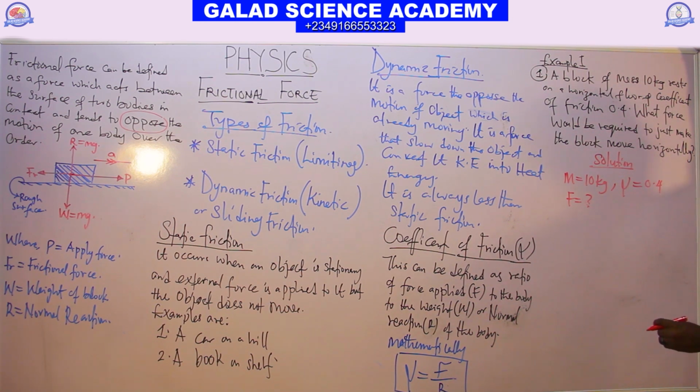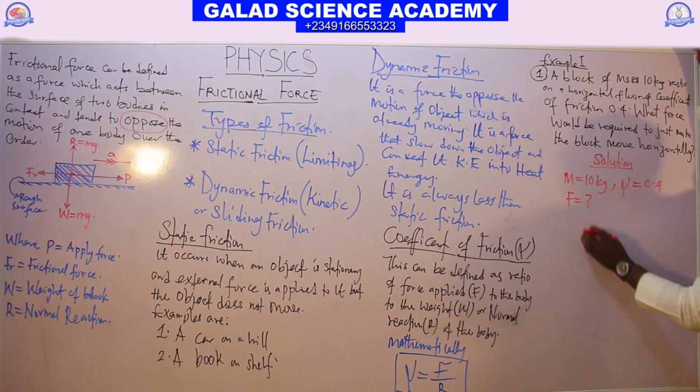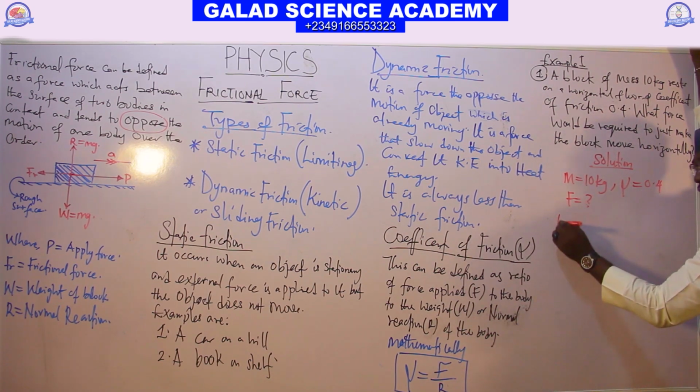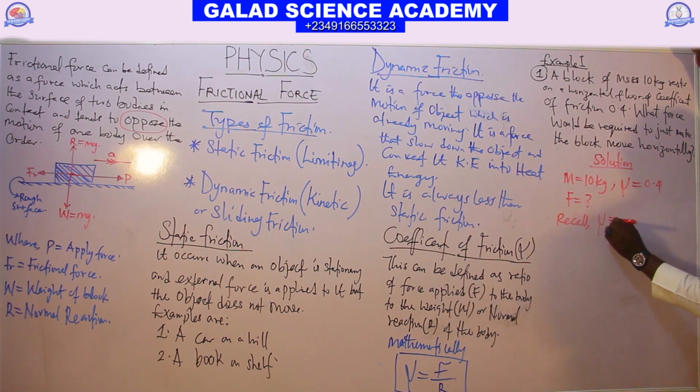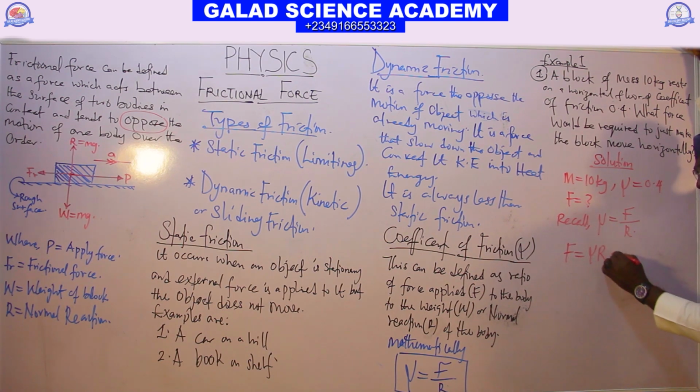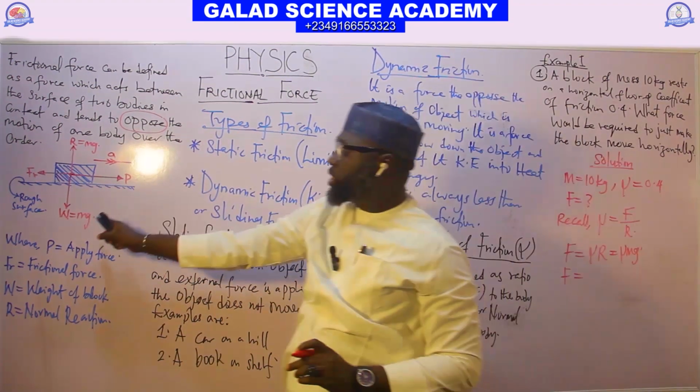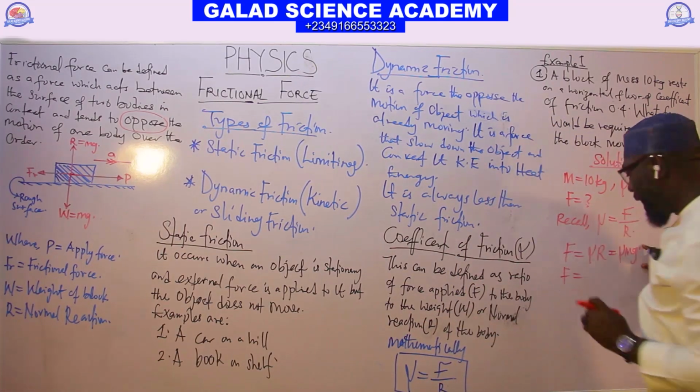We know the relationship between the force applied to make the body move. Recall that the coefficient of friction is the ratio of applied force over normal reaction, which is the weight of the block. From this expression, F equals mu R. The applied force is the product of the coefficient of friction and the normal reaction. This is written as mu mg, since the weight equals mg, so R equals mg.